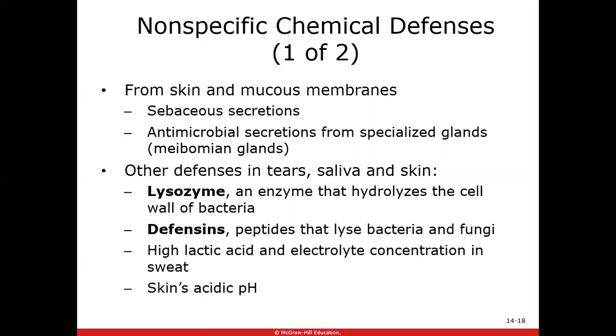Hydrolyzes is breaking down the cell wall using water. So it breaks apart the cell wall. And you have defensins, which are peptides that lyse bacteria and fungi. Then you have high lactic acid and electrolyte concentration in sweat. Lactic acid means the pH is low, and that's the skin's acidic pH, which is a chemical defense.